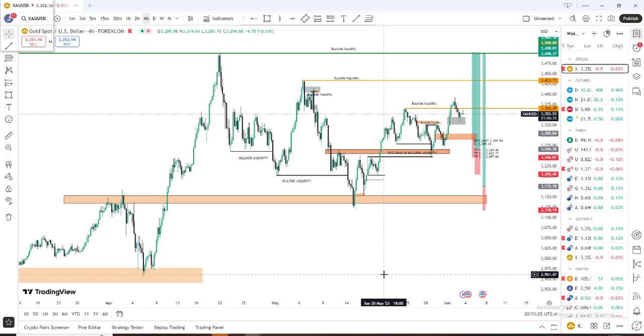I predominantly trade gold, the futures, the hard Forex pairs, and BTC, oil. I analyze all of it. So today I've been looking at gold for the past couple of weeks. It's been good. We had some bullish moves.